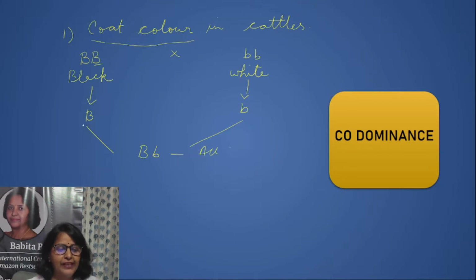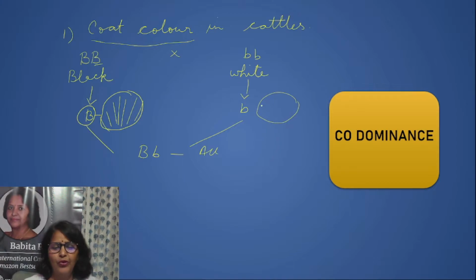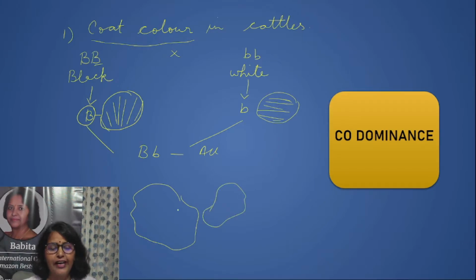What happens, this B is able to form coat color which is black in color, and this b is able to form coat color which is white in color. So the animal will have both the coat colors. That means it will have somewhere patches of black, somewhere patches of white. So both black and white are able to express when they are in heterozygous condition.